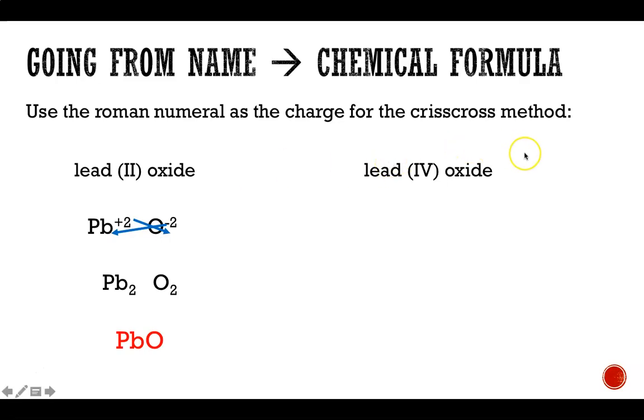For lead(IV) oxide, that 4 in Roman numerals is telling us that the charge on lead is positive 4. Oxygen, again, is always minus 2. And so if we crisscross, we end up with Pb2O4. Always have to put that into lowest terms, so they don't cancel each other out here, but we can go into lower terms. We can divide by 2, so we'll end up with PbO2. And so that's everything for multivalent.